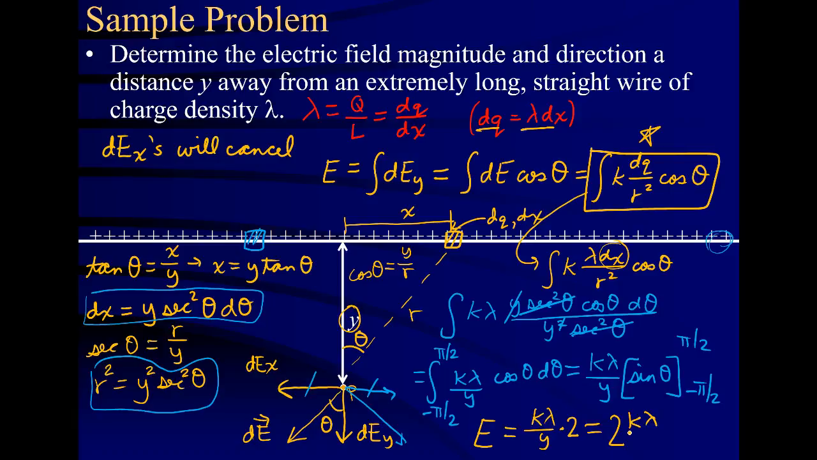k lambda over y. And this is a really remarkable result because there's no dependence in this on where you are on the wire. It's just k lambda over y. You can check the units to make sure that it gives the correct units for electric field, but it does. Okay, so let's do another example.